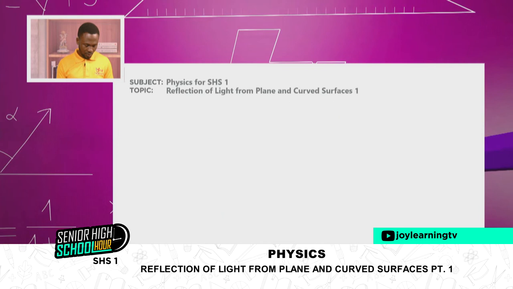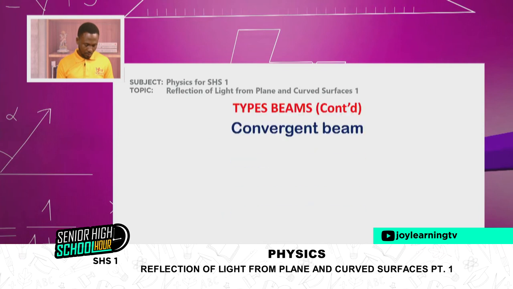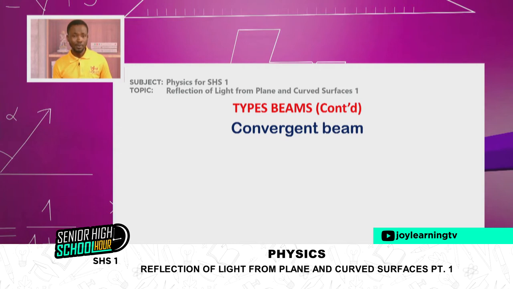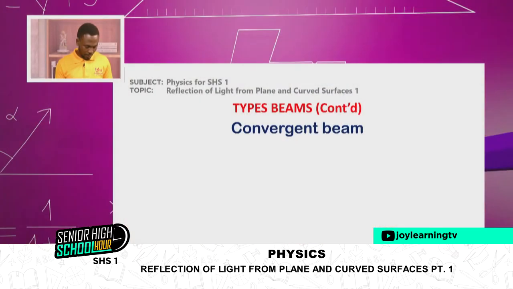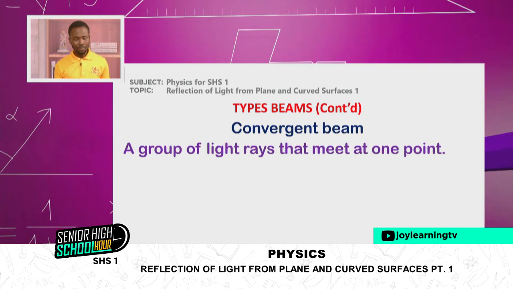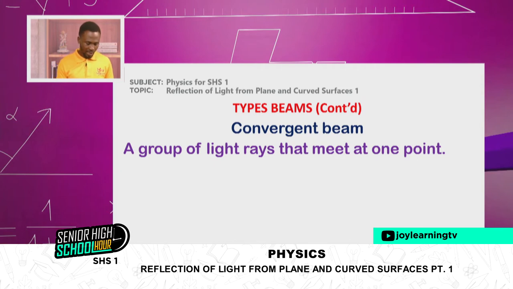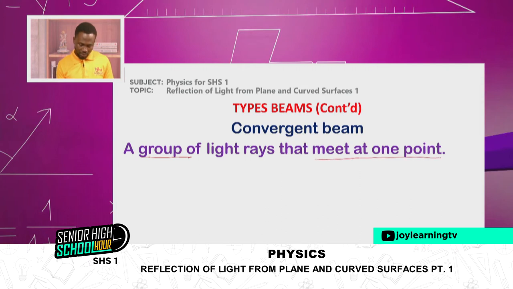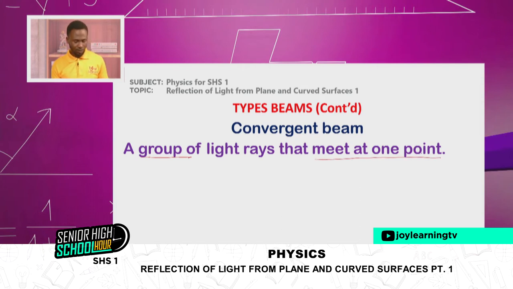Okay, now let's move on to the next type of beam, convergent beam. To converge means to come to meet at a point. So here, we are looking at a collection of light rays that come to meet at a common point. So we say convergent beam, a collection of light rays that meet at a point. The group here stands for the beam, and then they meet at one point, so they converge. So we call them a convergent beam.